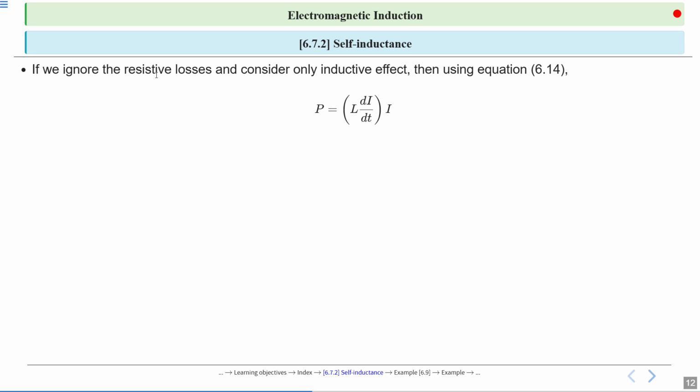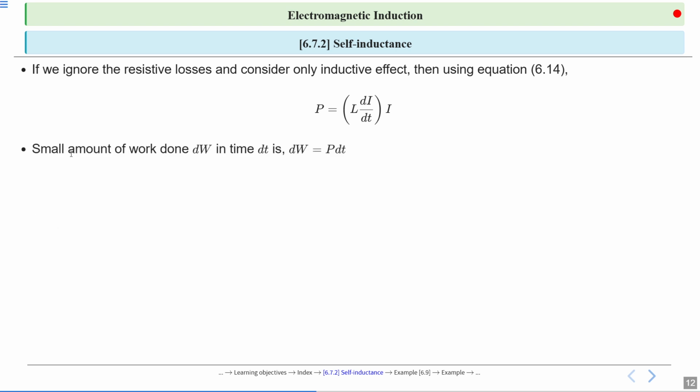Okay, so we are ignoring resistive losses, only considering the inductive effects. That is the effect due to which EMF is induced. Then using equation 6.14, power will be equal to L di by dt. This is the induced EMF, taking magnitude of induced EMF into I.